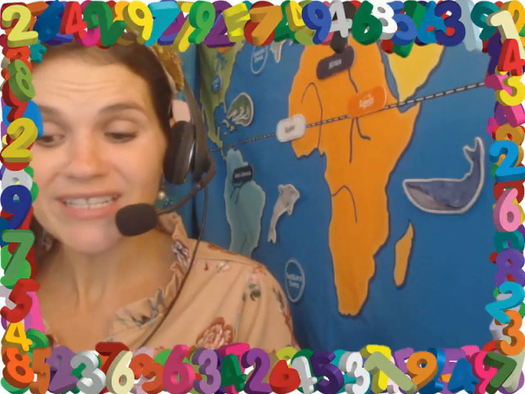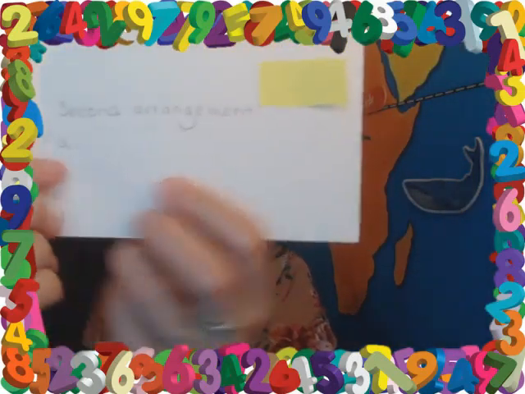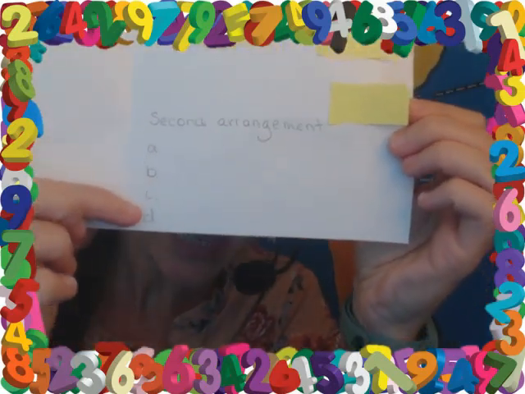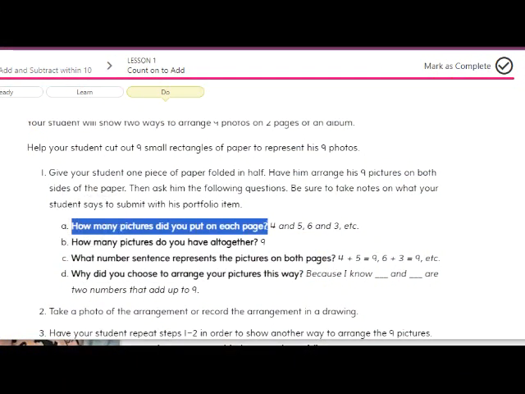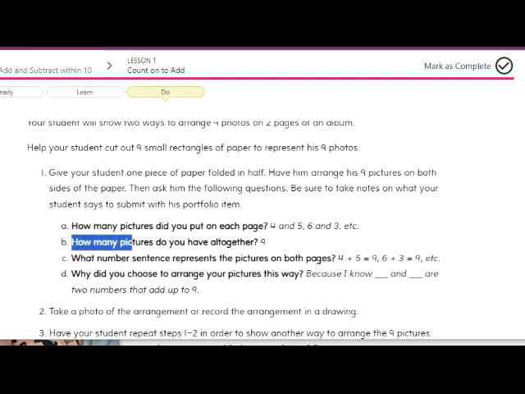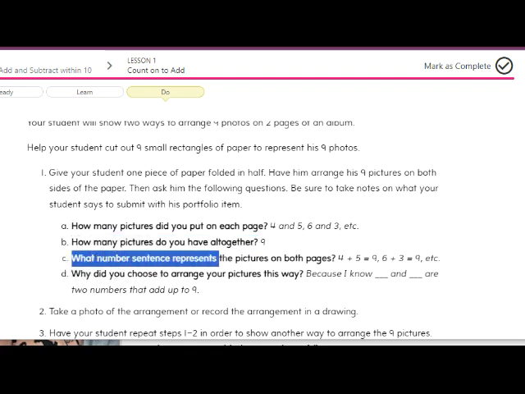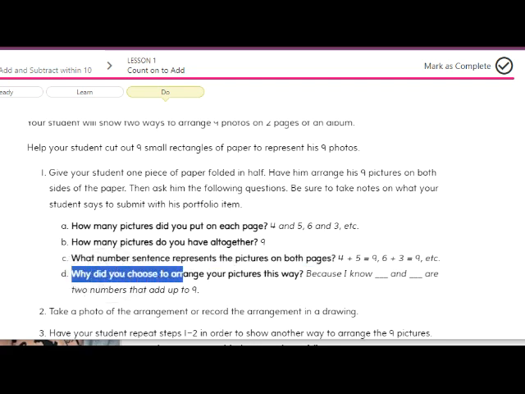After that, you're going to do the same thing. Right here, I've written second arrangement, and I have A, B, C, D. Have your parent or caretaker do this for you, okay? And then they're going to ask you the same questions, but your answers will be a little different. A, how many pictures did you put on each page? Make sure those numbers are different. B, how many pictures do you have altogether? Oh, that answer is going to be the same. C, what number sentence represents the pictures on both pages? And D, why did you choose to arrange your pictures this way? So you're going to answer all 4 of those questions again, and your parent or caretaker can write down your answers.